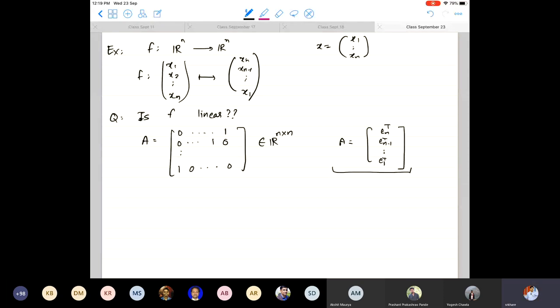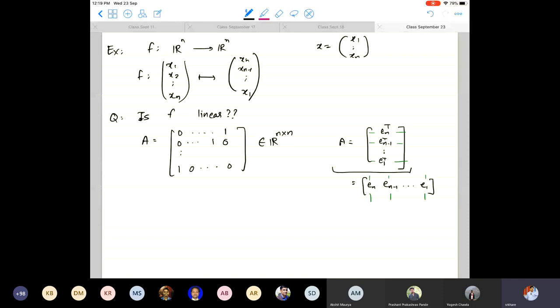So this is the row description. If I want to write the column description, I will write it like this, in terms of columns. These transposes are basically the rows. So I'm talking of first row, second row, nth row, and here I'm talking of first column, second column, nth column. Does that make sense? So this is what the matrix A is.